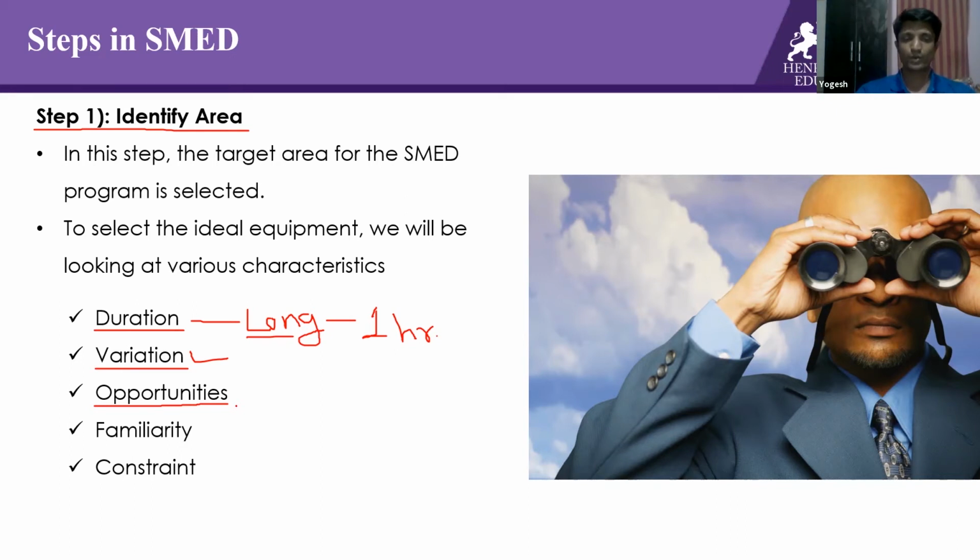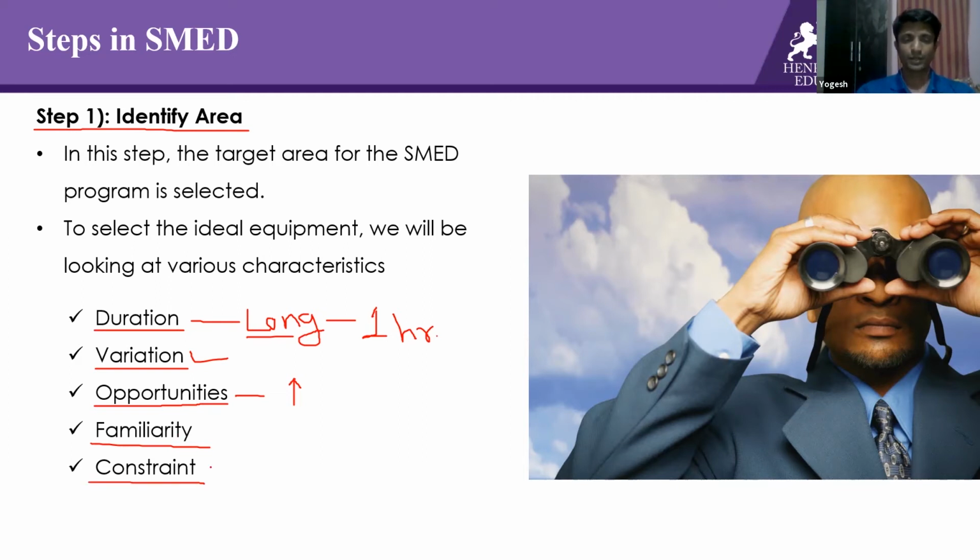So you need to find out the process, or the machine, on which the changeover opportunities are very frequent, like once in a day, or twice in a day, or once in 2 days, something like that. You need to make sure that opportunities are there. Familiarities. Familiarity basically means the activities that are done should be the same, or there should be some familiarities between the activities that you are doing. That is what familiarity means.